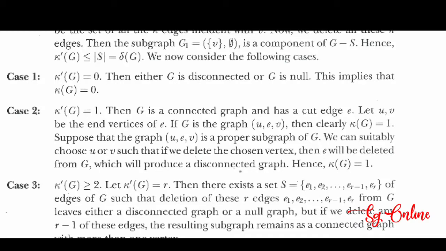You can write it as a separate result also. It is a very important result that the existence of a cut edge always implies the existence of a cut vertex in the graph.